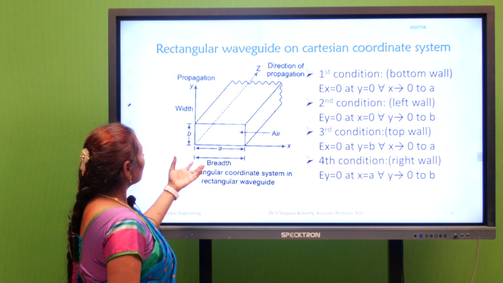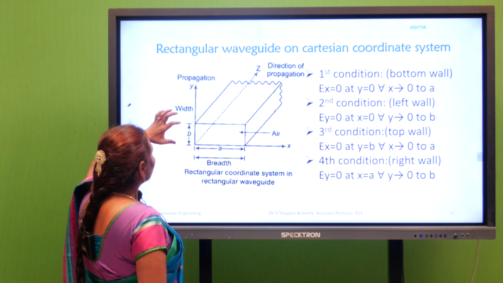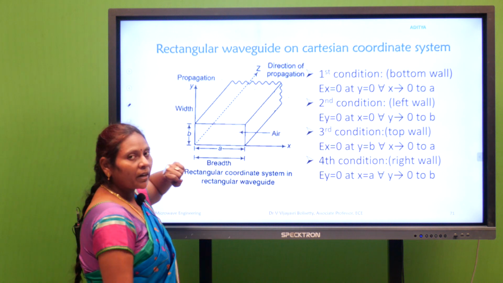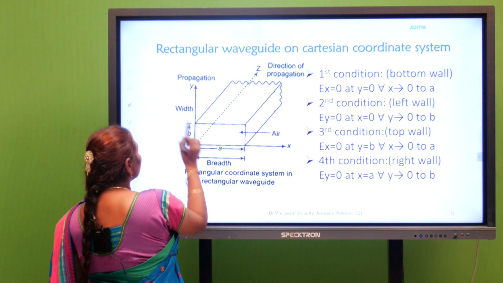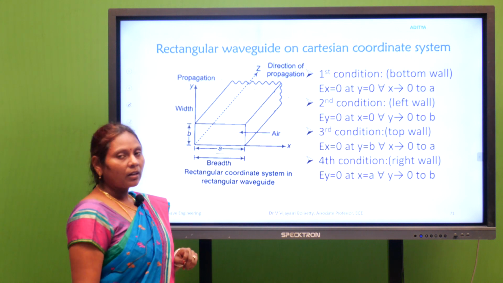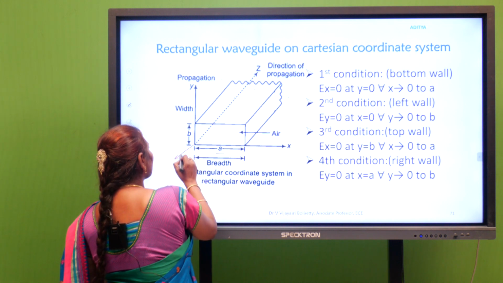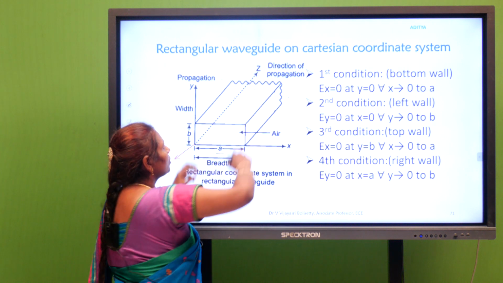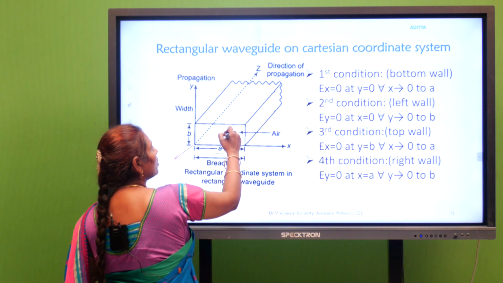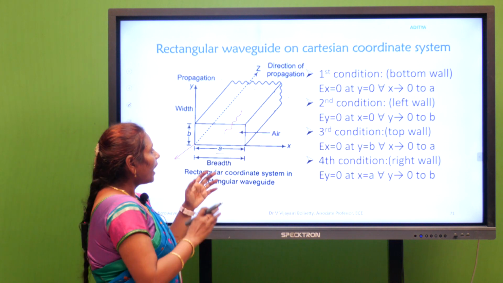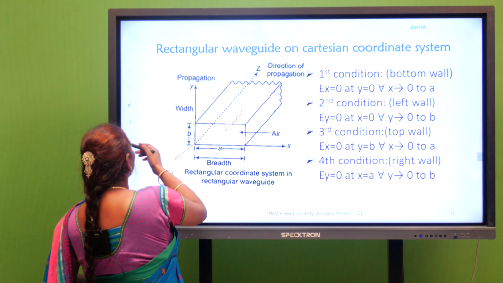Same as we have seen in the TM wave, we are considering the broader dimension of the rectangular waveguide on the x-axis and the smaller dimension on the y-axis. The broader dimension of the rectangular waveguide is A, and the smaller dimension is B. This is the z axis, and this is the negative z direction, the direction of propagation. This is a hollow rectangular waveguide, so the wave propagates in it, and the waveguide has boundaries. Let us see what the different boundaries are.